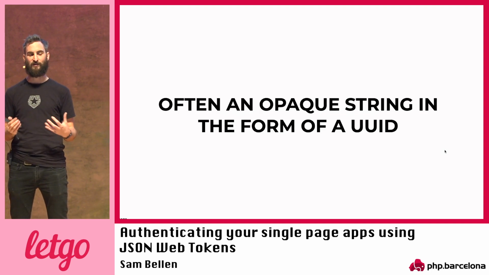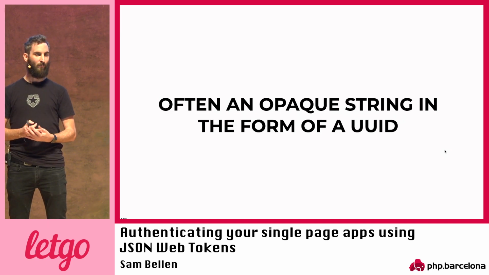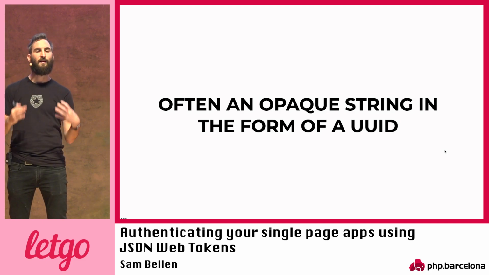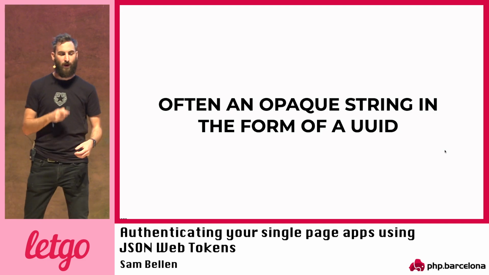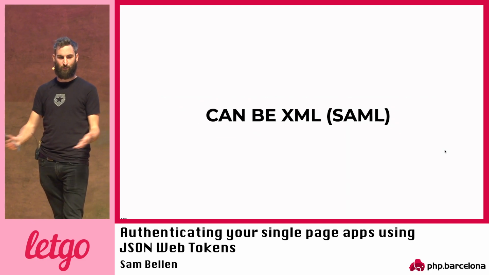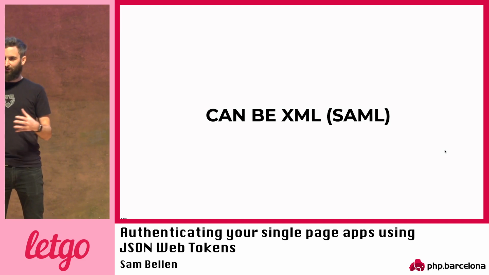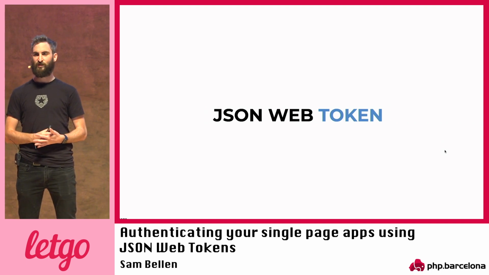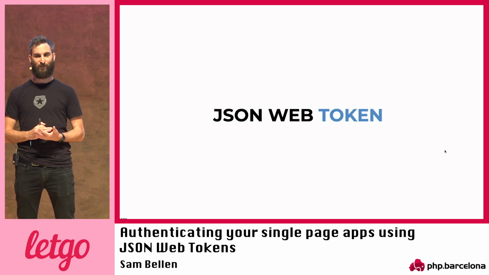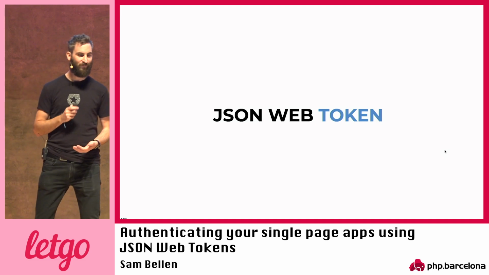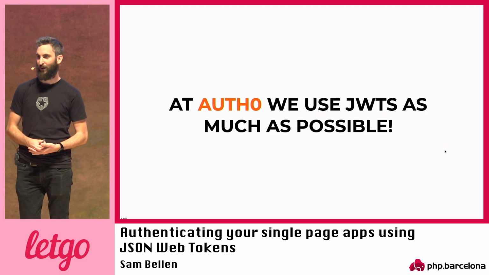And they're often an opaque string in the form of a UUID, something unique, a database ID, but they don't have any meaning except that that database ID is somewhere in your database and you have stored some other data with that. But it doesn't have to be. If you're using SAML, for example, it's a bunch of XML. And this bunch of XML is also a valid token in the SAML framework. And it can also be a JSON Web Token. Now, as the name suggests, a JSON Web Token is a bunch of JSON. And at Auth0, we use them as much as possible for the only reason that we like them and we think they're very useful.